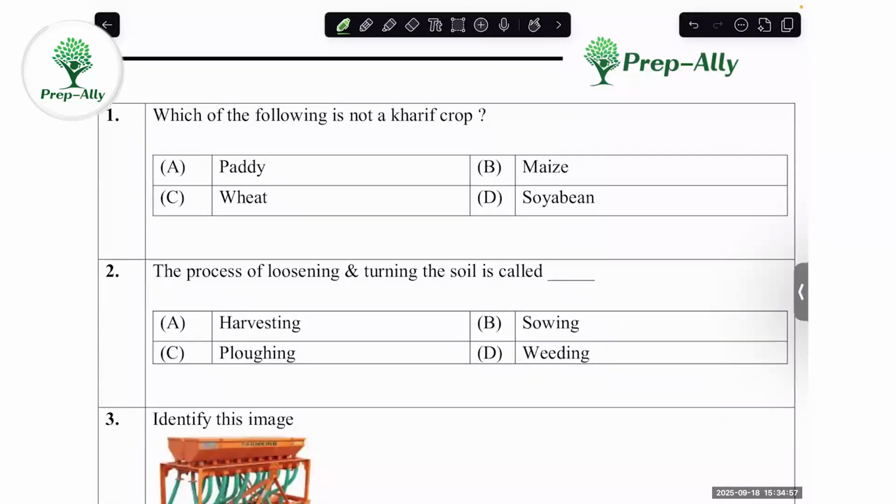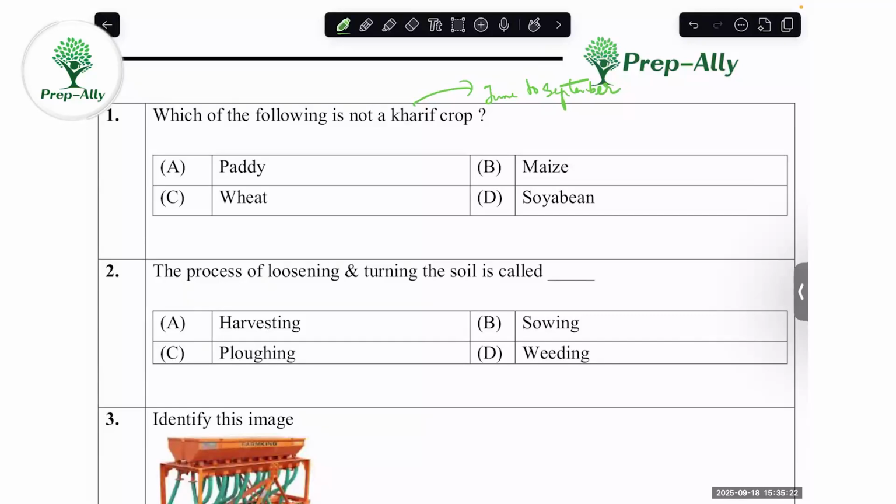Kharif crops are called rainy season crops, which are grown in the rainy season, during June to September, that is, before October. They have asked which is not a kharif crop, so we have to know which are the examples of kharif crops.